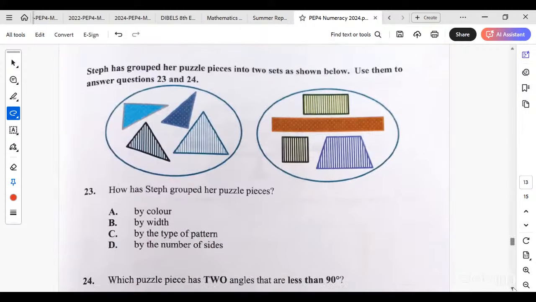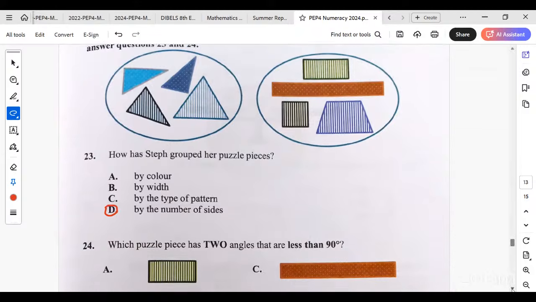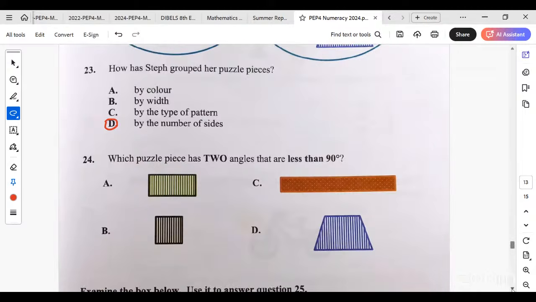All right, so Steph has grouped her puzzle pieces into two sets as shown below. Use them to answer questions 23 and 24. How has Steph grouped her puzzle pieces? Is it by color, by width, by the type of pattern, by the number of sides? The correct answer is D, by the number of sides. There are some that have three sides, those are in one group, and the ones with 4 sides are in another group.